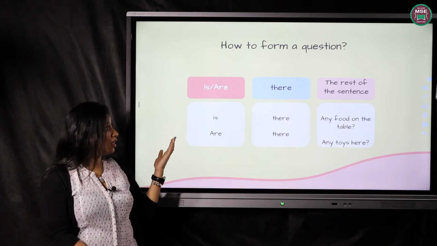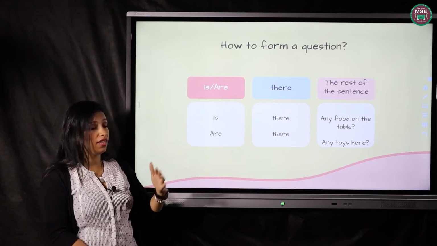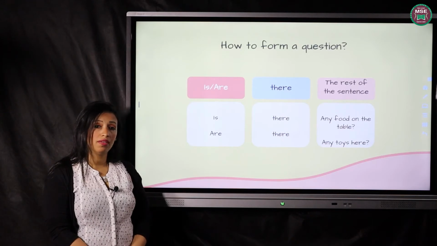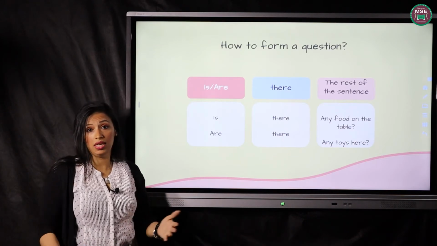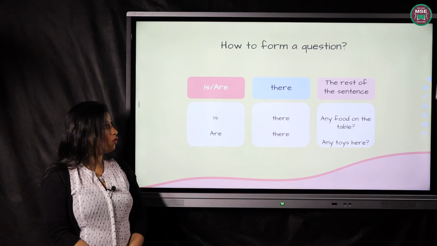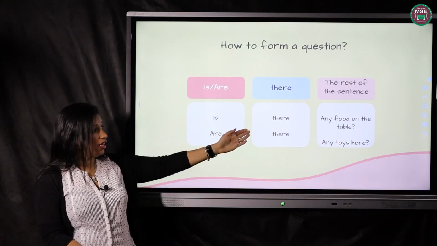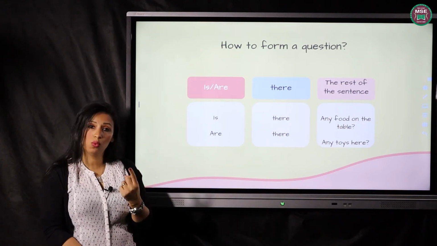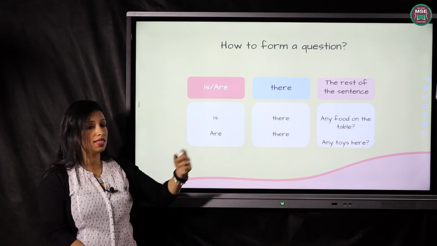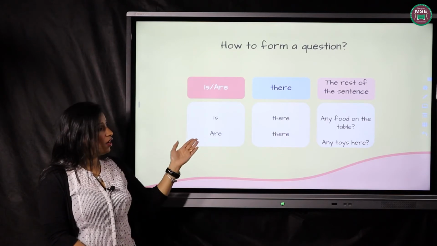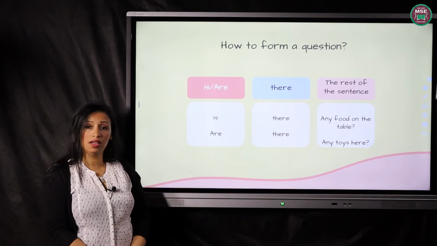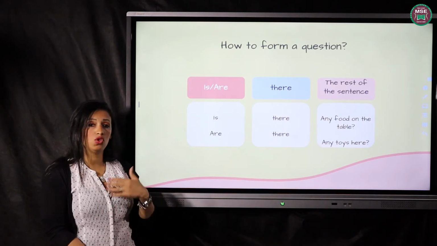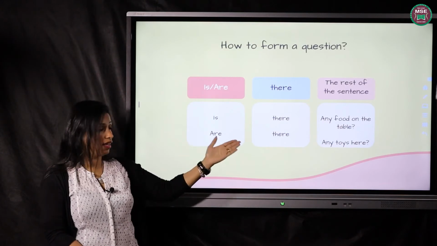We use is there or are there to ask about people or things that exist around us or that we can see around us. So for example, is there any food on the table? Here I'm talking about one thing, so I'm going to use is there. And are there any toys here? I'm talking about many things, so I have to start my question by using are there.